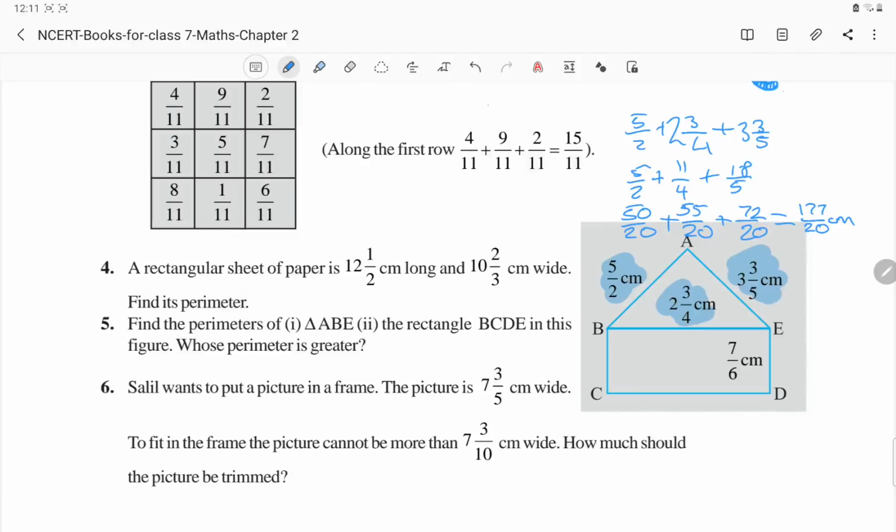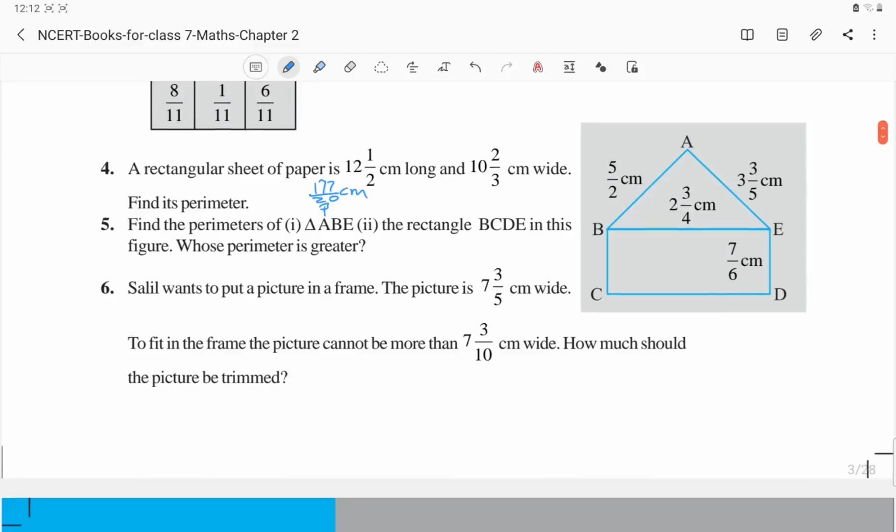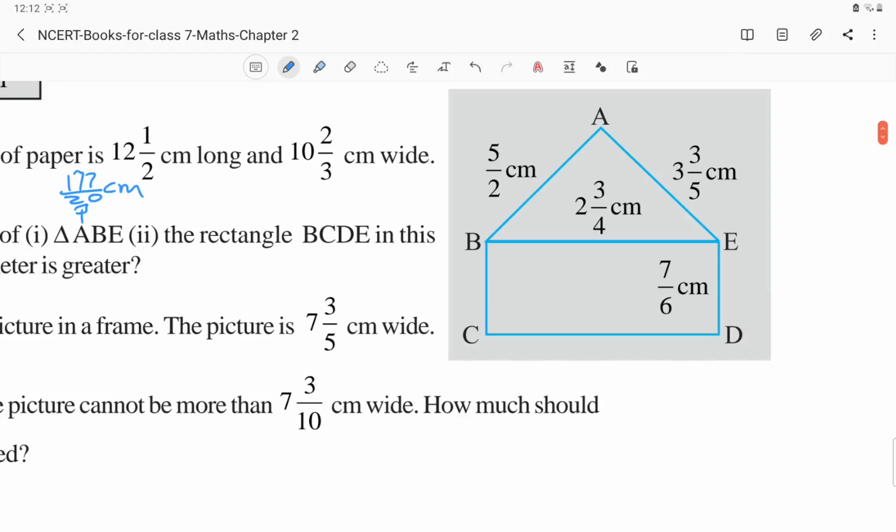centimeter. And that is the perimeter of ABE. And I'm going to write that down. So this equals 177 by 20 centimeter. Because I need space for working out. Now, let's do the rectangle one. BCDE. For a rectangle, it's 2 times length plus breadth.